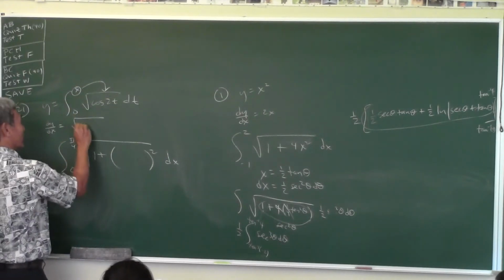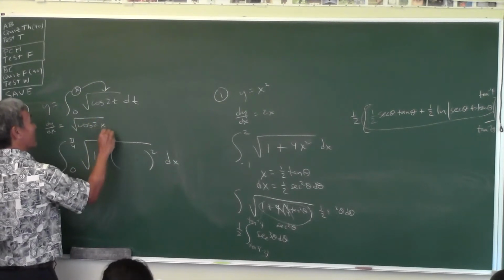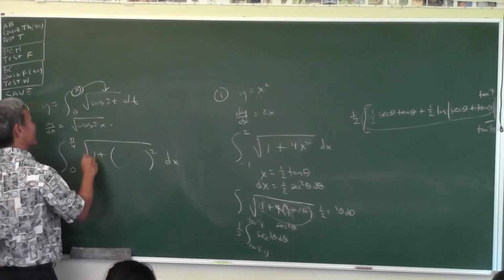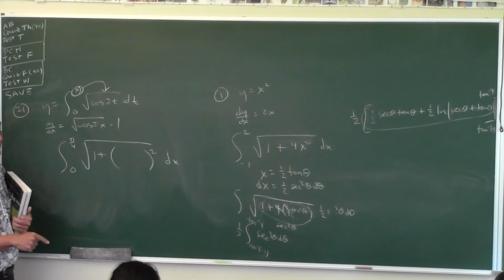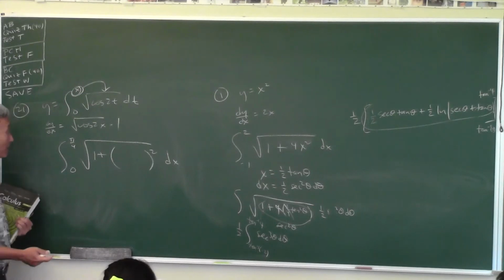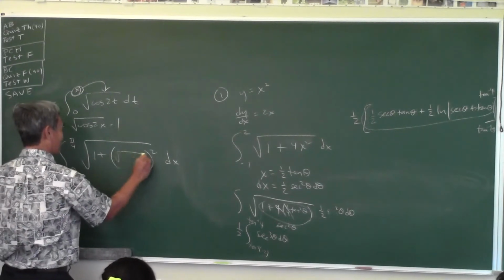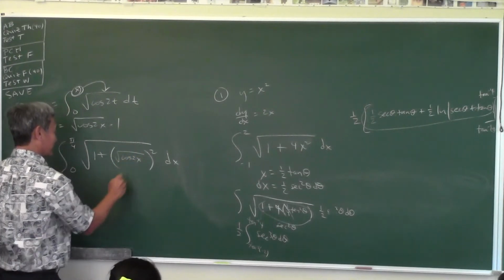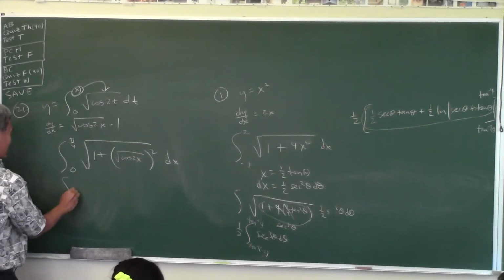It's the square root of cosine 2x, but then you have to multiply by the derivative of that, which is 1. Probably on the test, that's not going to be 1; it's probably going to be like 2. So, the square root of cosine 2x. Okay, now let's simplify this integral.